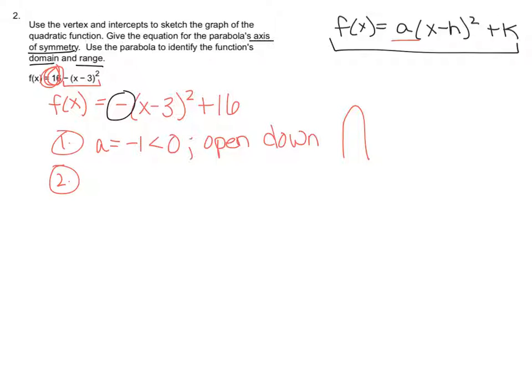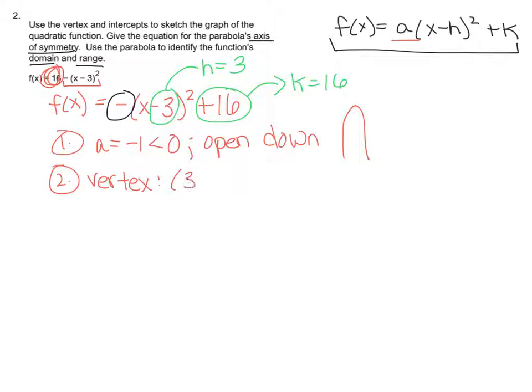Next, we want to identify the vertex. And the vertex is (h, k). So h is the opposite of the number within parentheses. So h equals +3. And k is the same sign of the number being added to the parentheses, so k equals 16. And my vertex is then (3, 16).